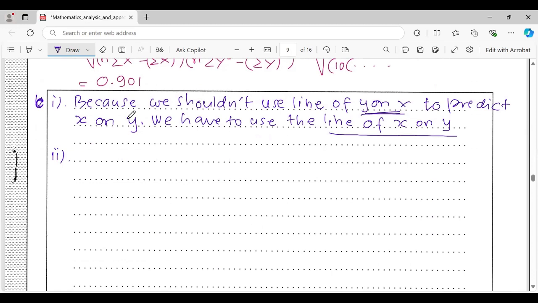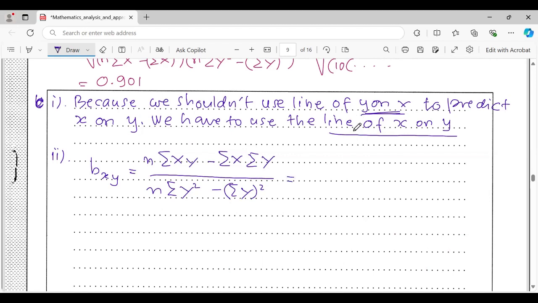The appropriate method, I will use this formula: BXY equals n times sigma xy minus sigma x times sigma y, over n times sigma y squared minus sigma y, squared.